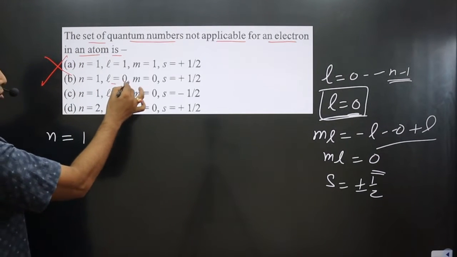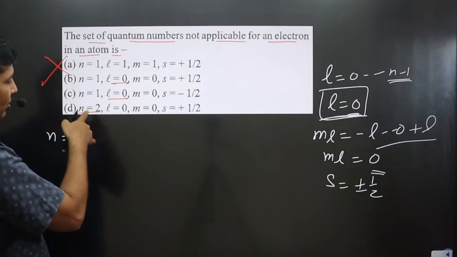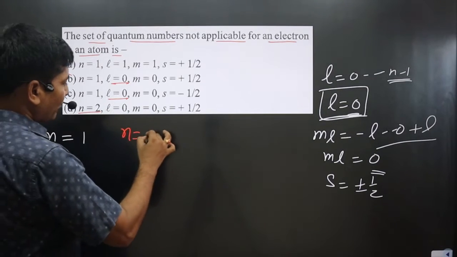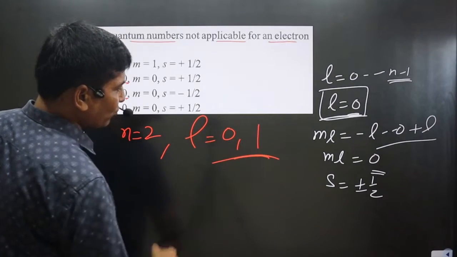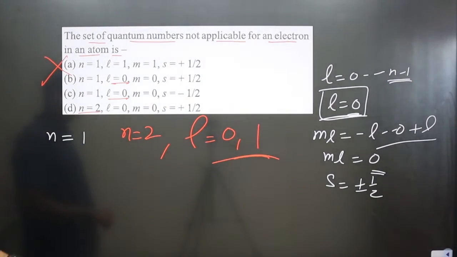n value 1, l value 0, that is correct. n value 1, l value 0, that is correct. n value 2, l value 0 is possible, because if the n value is 2, the l value will be 0 and 1. The maximum value of l will be 1, but 0 is also possible. So this set of quantum numbers is possible.